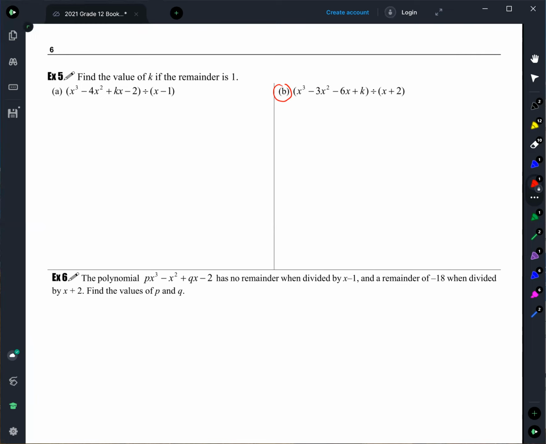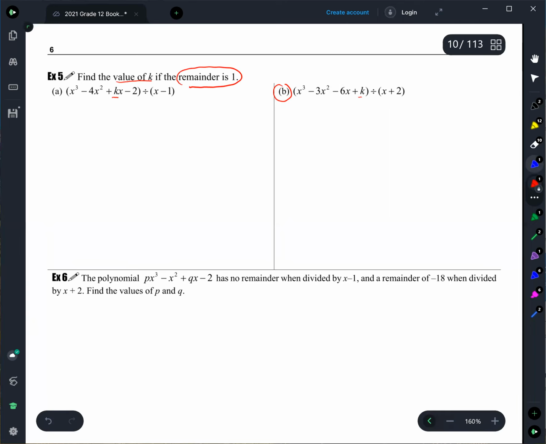Yes. Okay. So we're looking for a value of k, right? So k is right here at the end. It doesn't matter, it could be anywhere. In question A, k is before the x. So k could be anywhere. And instead of asking you to find the remainder, this time they tell you the remainder is 1.